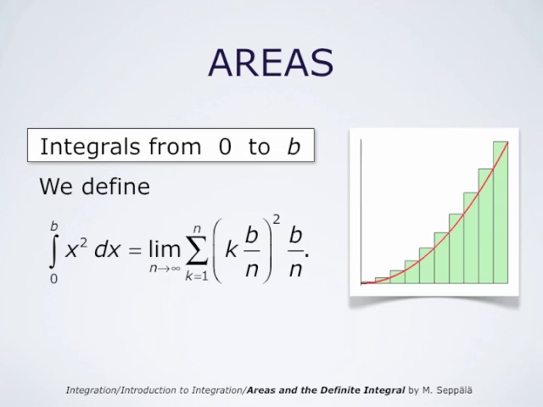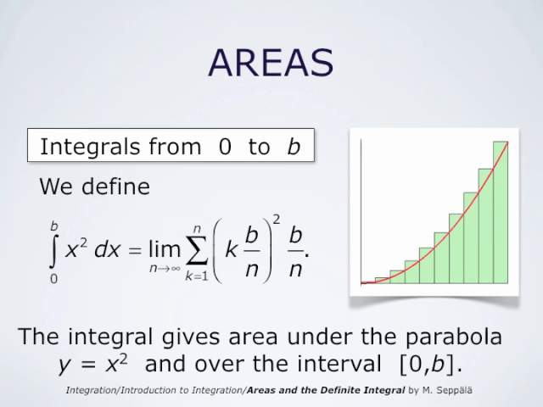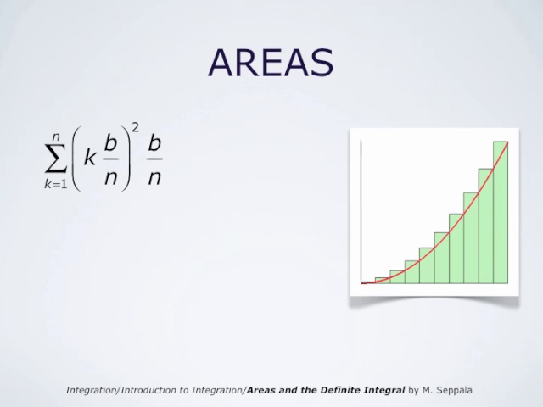That is, this sum here corresponds to the joint area of these green rectangles covering now the interval from 0 to b rather than the interval from 0 to 1. And this limit, that is this definite integral, gives the area under the parabola y equals x squared and over the interval from 0 to b. This area can be computed precisely using the same method as before for the interval from 0 to 1.